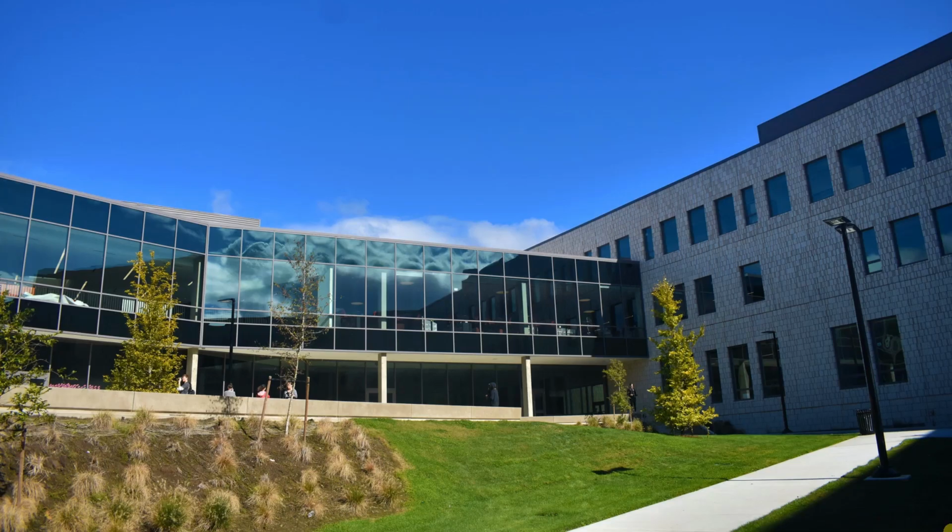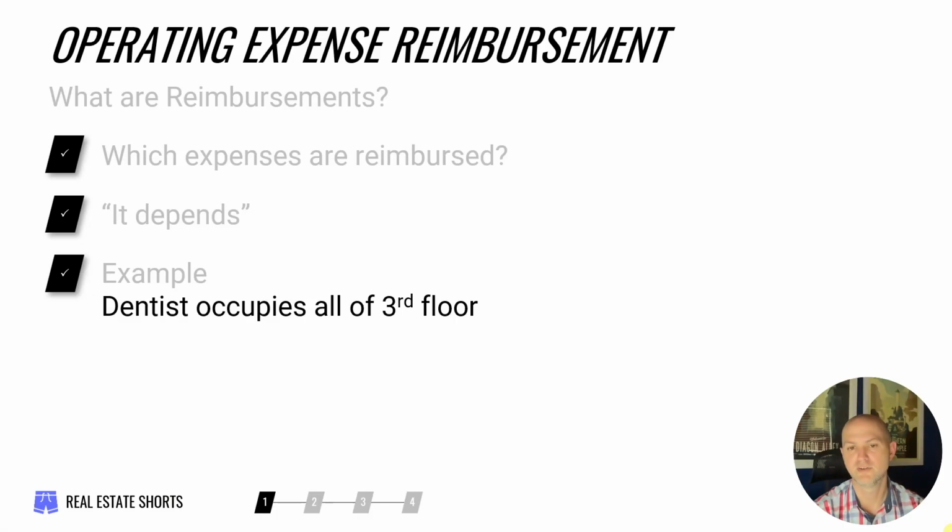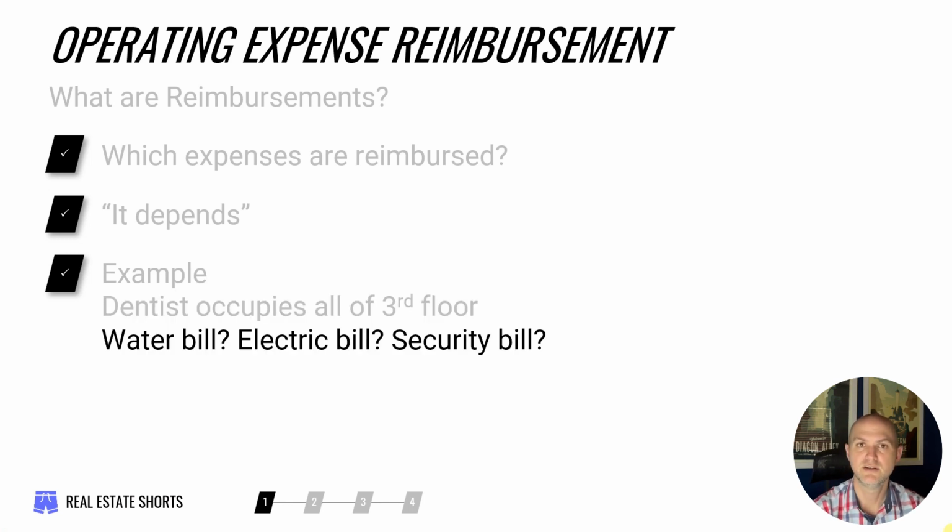So let's go through a quick example. Let's say you were taking a look at this office building. This office building has a dentist that occupies 100% of the third floor. This dentist is going to incur expenses, right? They're going to have a water bill or an electric bill, or maybe a janitorial bill or a security bill. So who pays for those expenses? Under a particular lease type, how about we just say a triple net lease hypothetically, shouldn't they pay their share of those bills?